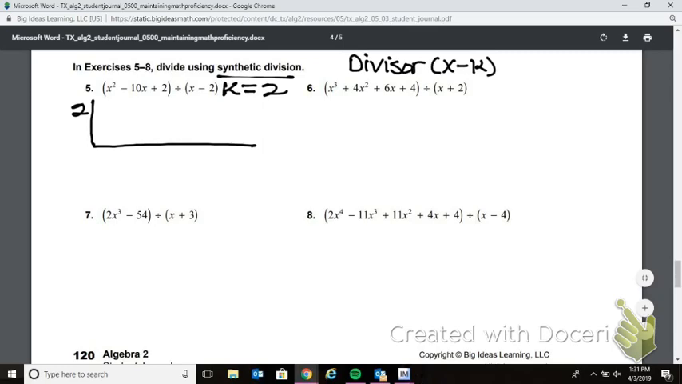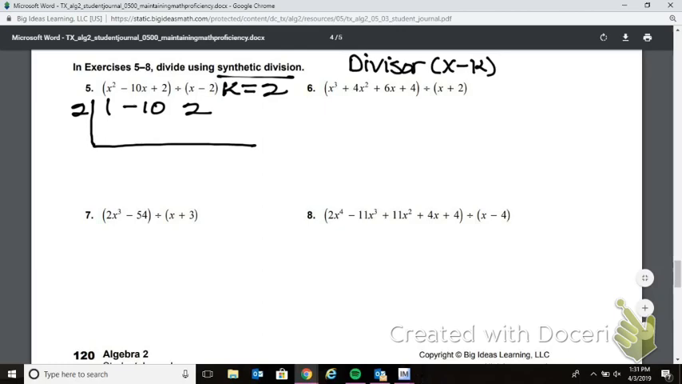All right, so here we take just the coefficients. We've got a 1, a negative 10, and a 2. And again, if you're skipping any of the exponents, you have to put a 0 in their place, like this problem down here. See how it's missing an x squared and an x to the first power? On that one, we'd have to put zeros to hold their places.